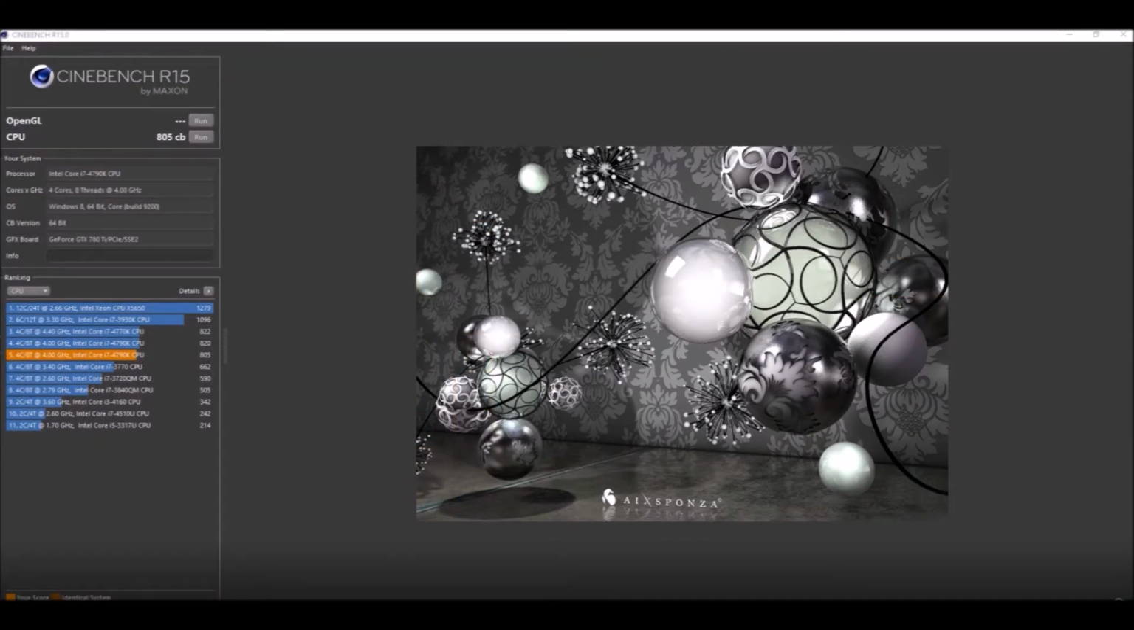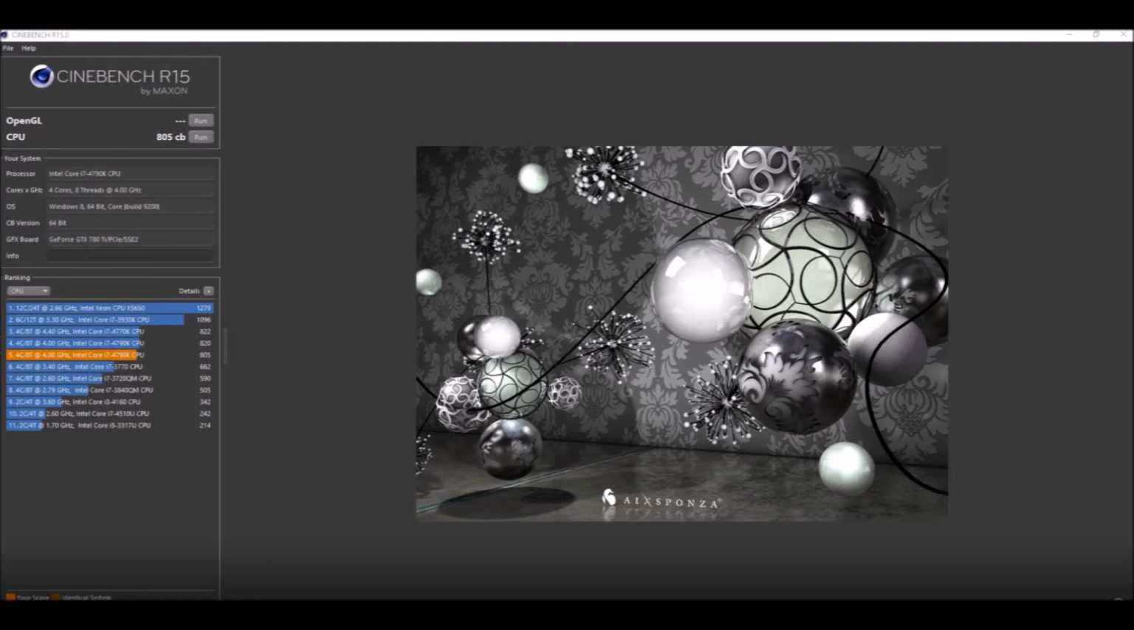As you can see, the 4790K has finished its run of Cinebench R15 and it's come up with a score of 805. Now, if you have a look at the table there, the 4770K is actually getting a score of 822. Now, we're not too sure why this actually happened.